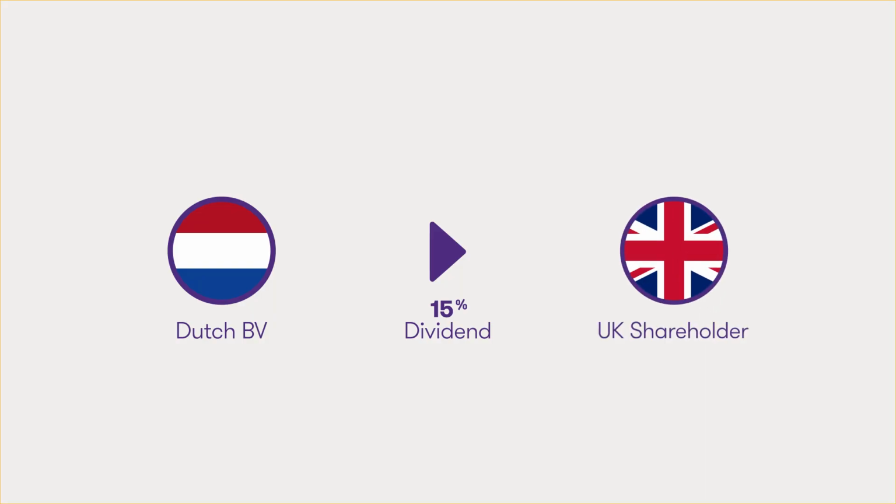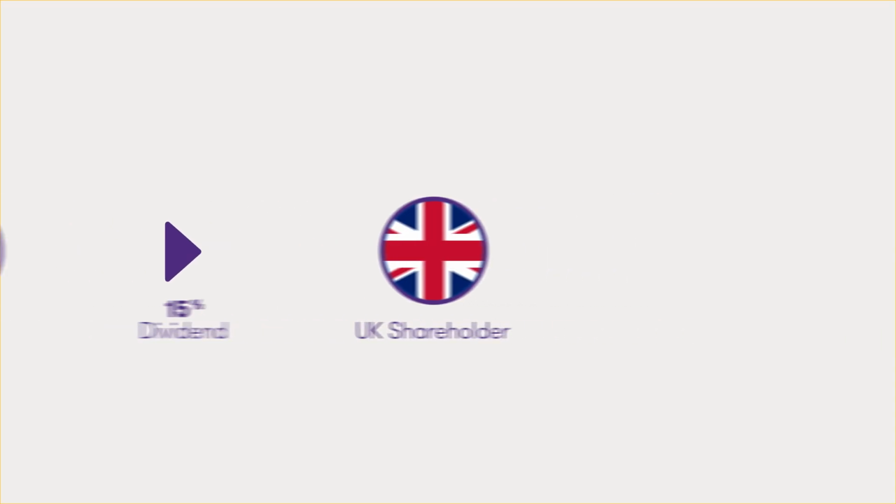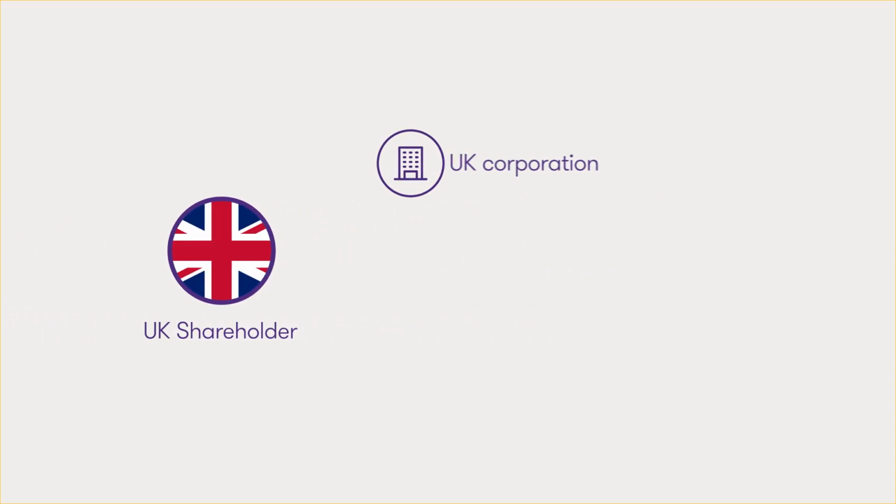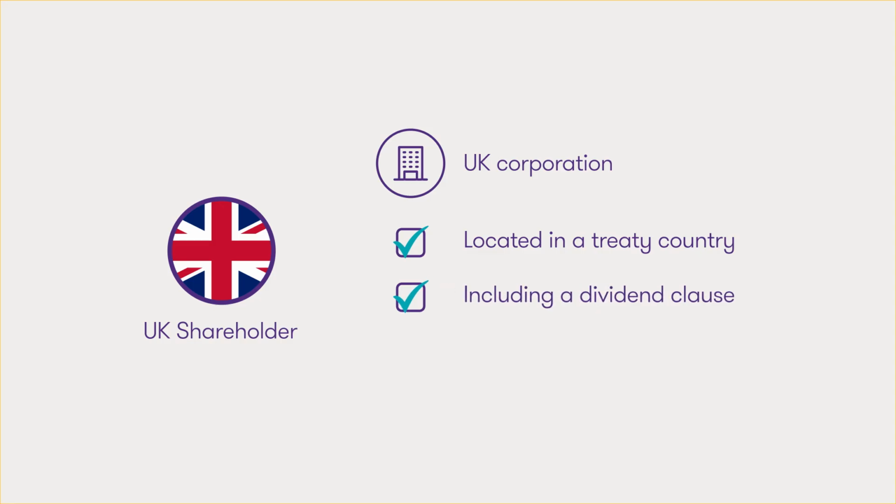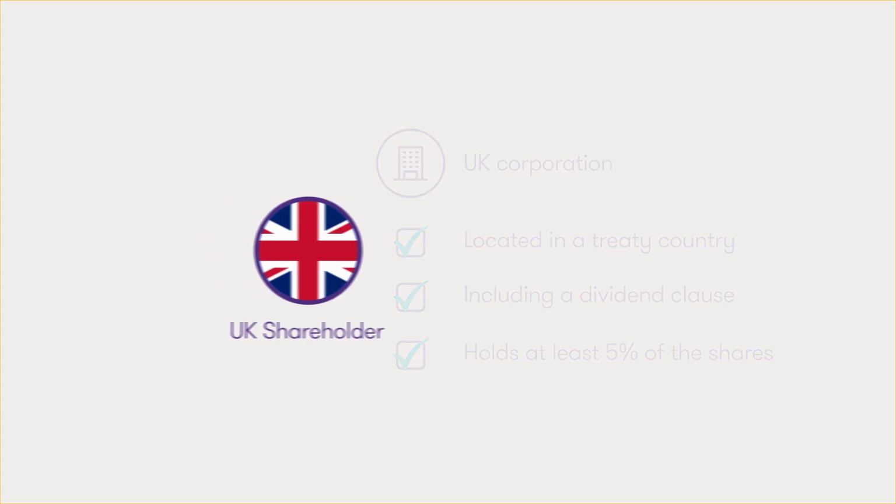Let us look at a quick example. A Dutch BV distributes dividends to its UK shareholder. Normally, 15% dividend withholding tax would apply. However, as in this example, the UK shareholder is a corporation located in a treaty country, including a dividend clause, and holds at least 5% of the shares in the Dutch BV. The general conditions of the Dutch dividend withholding tax exemption are met.